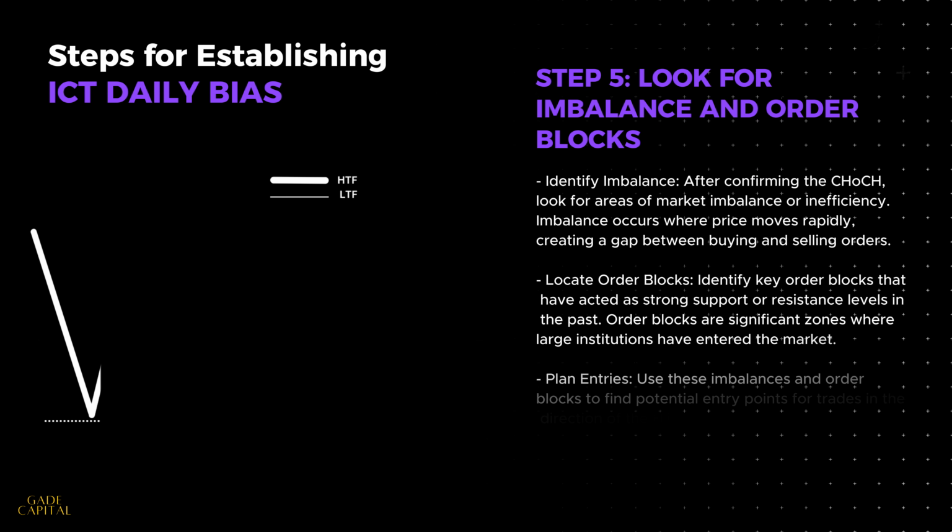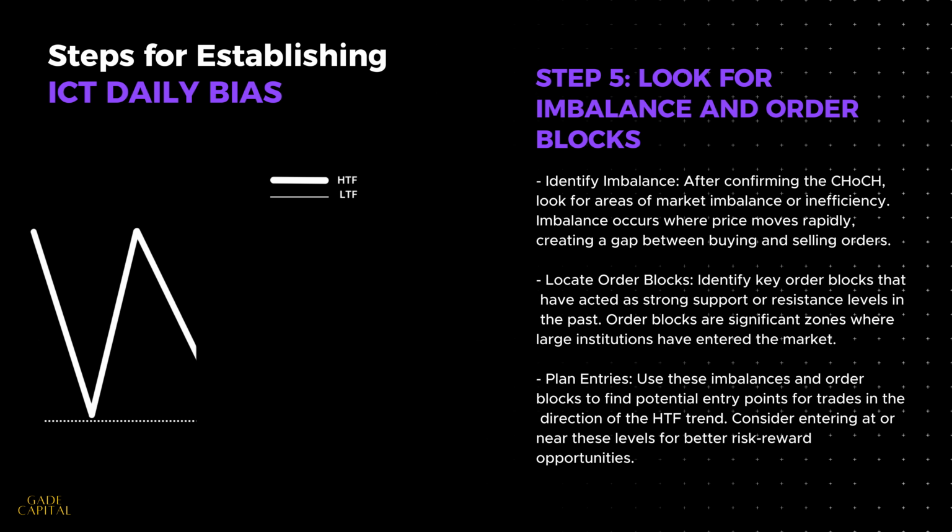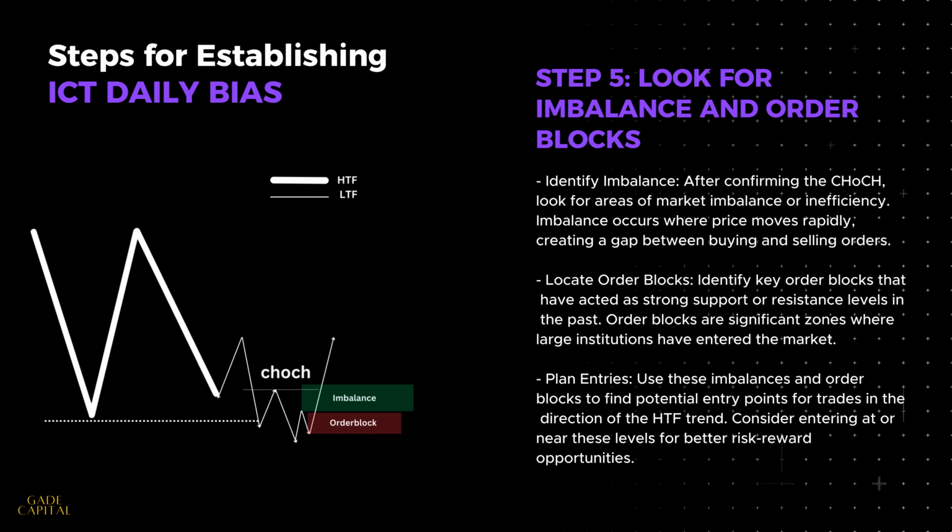So in step 5, we look for imbalance and order block. After confirming change of character, we need to look for imbalances in that area. Imbalance occurs because price moves so rapidly that it breaks the structure, and because of that rapid movement, it creates inefficiency in that area. Now we need to locate order blocks and plan entries accordingly.